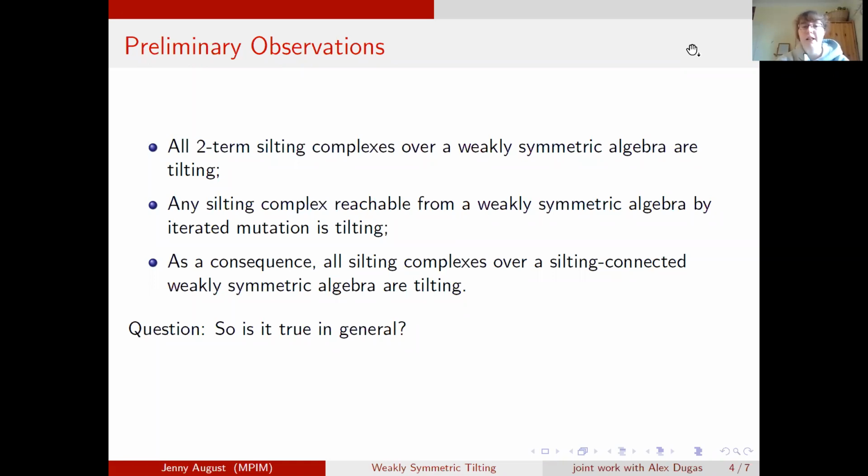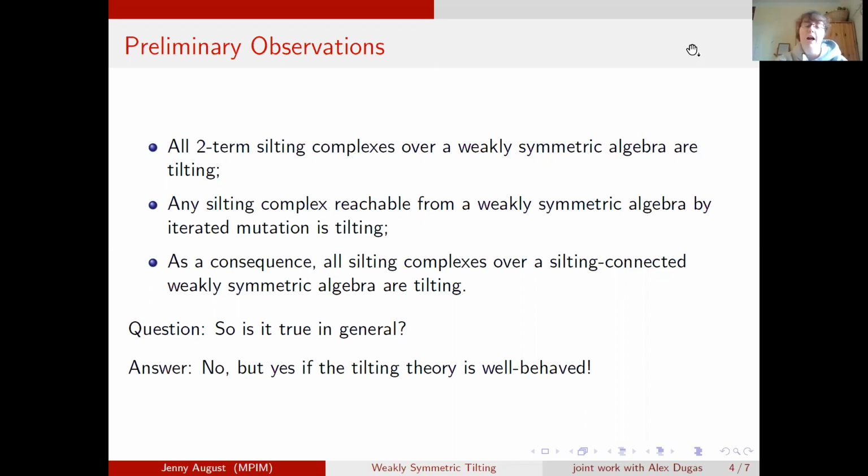And as a consequence of this, if you take a silting connected weakly symmetric algebra, this literally just means that any two silting complexes are connected by mutation. In this case, all the silting complexes are tilting. So this provides evidence that maybe it is true in general. However, the result in our paper is that actually, no, it's not. So we can provide a counterexample of a silting complex over a weakly symmetric algebra that is not tilting.